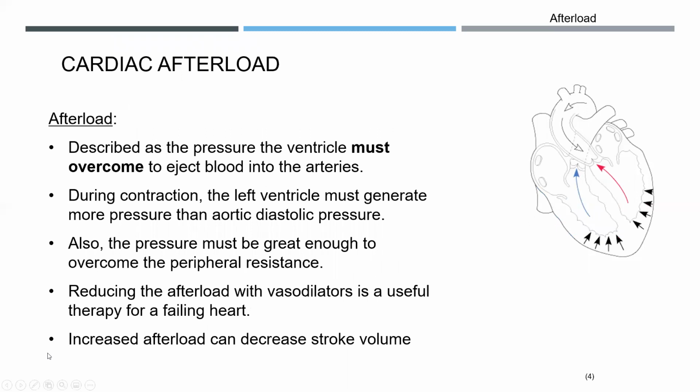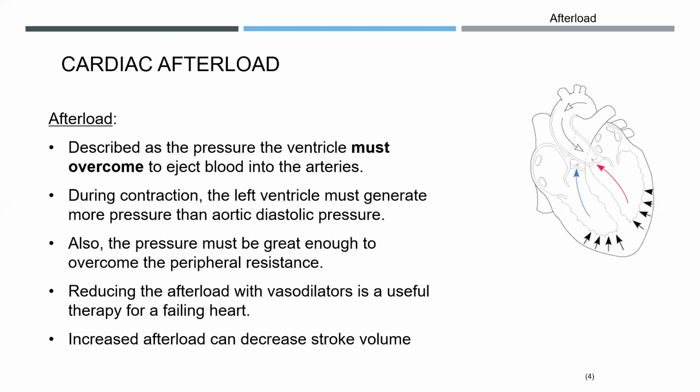So while preload is the amount of blood in the heart prior to systole, afterload is the pressure that the ventricle must overcome to eject blood into the arteries. So during contraction, the left ventricle must generate more pressure than the aortic diastolic pressure. So it has to actually increase the pressure so that that blood goes out to the body and it doesn't come back into the heart.